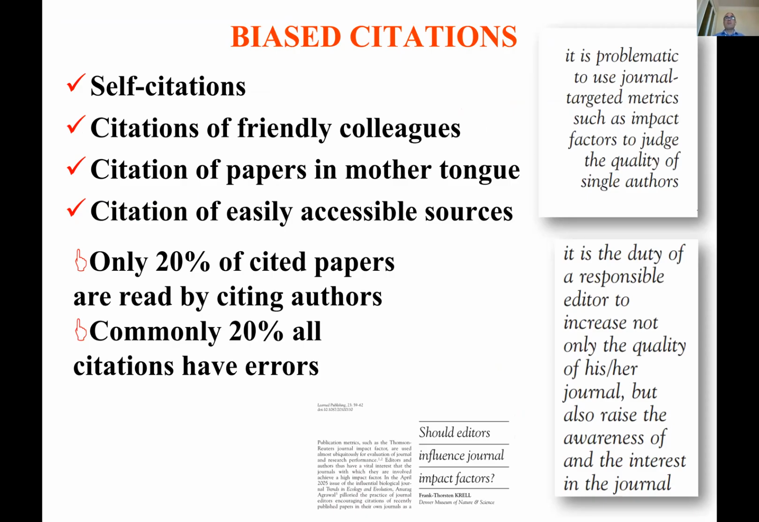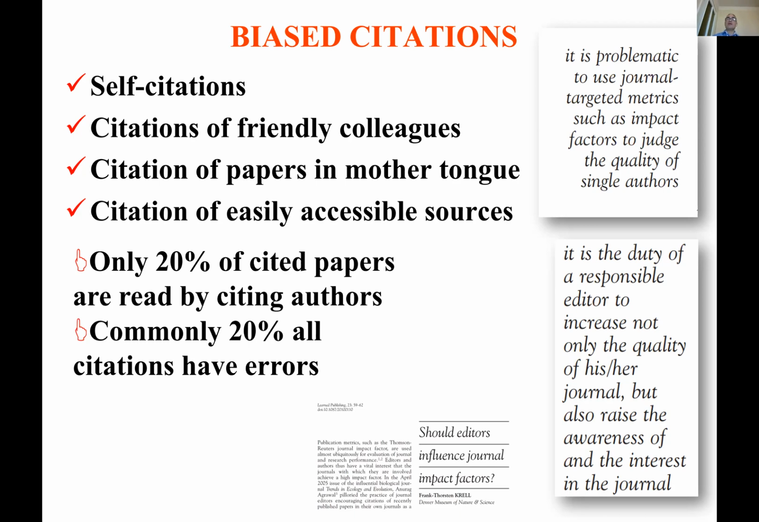But we should also remember about sources of biases of citations. There was a good article published in Learned Publishing journal back in 2010. At that time, the author, Frank Thorsten Krell, director of Denver Museum, analyzed citations in American and other journals across scientific disciplines, and he noticed that there are some biased citations, like self-citations. We know that it's nowadays considered unethical if we exceedingly cite our own articles, or if a journal exceedingly cites its own articles published in the same journal.